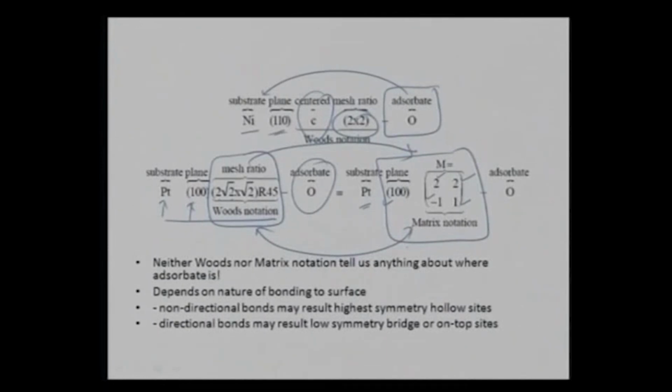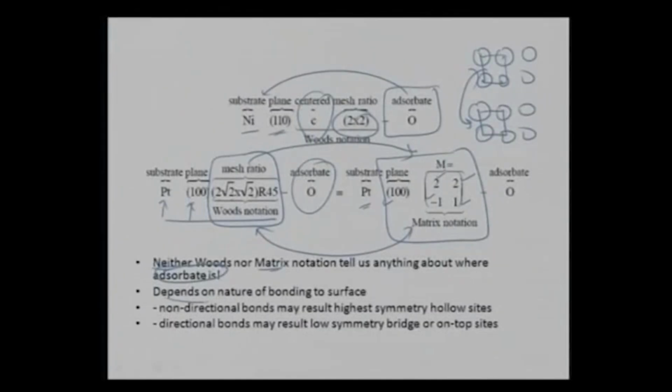But there is one very important criterion which is not at all available, although we tend to think that it is: neither the Wood's notation nor the matrix notation will tell us anything about where the actual adsorbate is. They just tell us how this adsorbate is oriented. Had I had an adsorbate like here, or maybe like here, I won't know the difference between these two. Both the Wood's notation as well as the matrix notation will define them as the same. It won't differentiate whether it is at a particular or exact location.